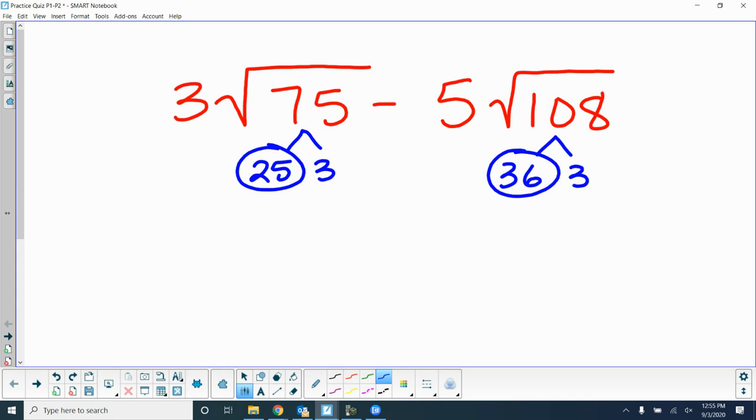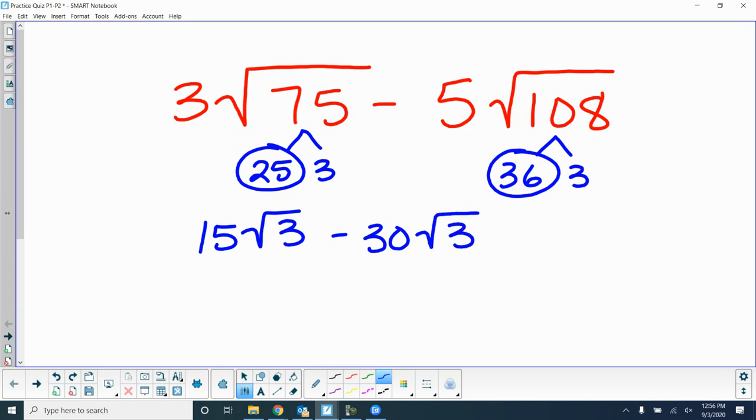When I bring it out front then, I multiply it by that number out there. So 3 and 5, when I multiply, it's 15. And here, that's the square root of 36, 6. There's a 5 out here, so 6 times 5, that makes it negative 30.